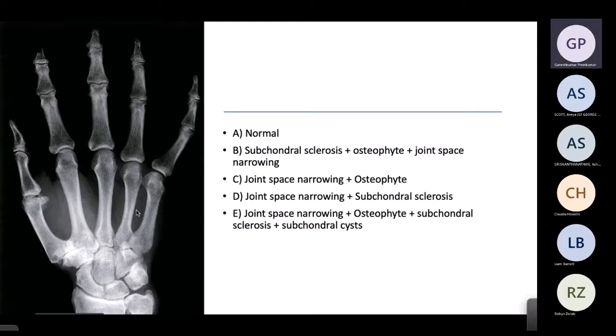We'll give you a little bit more time. Okay, Nia, have enough people responded to the poll? Yeah, I'll stop the poll now. All right.